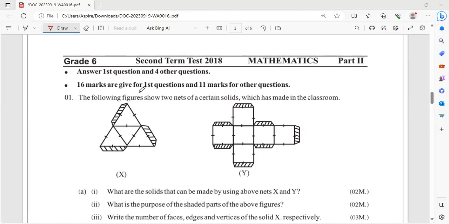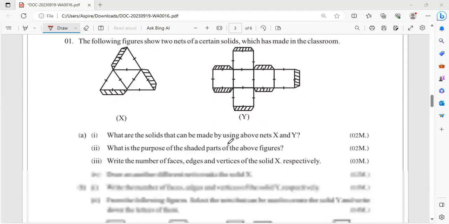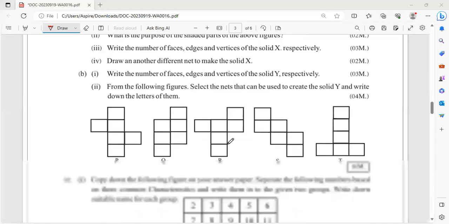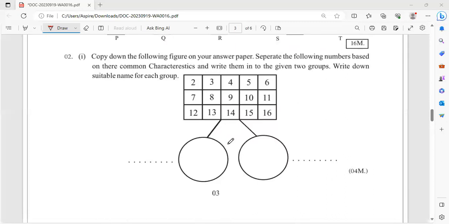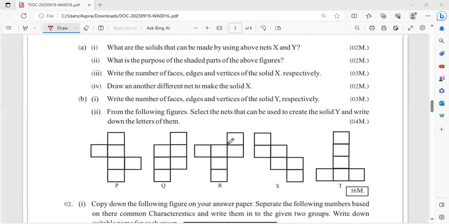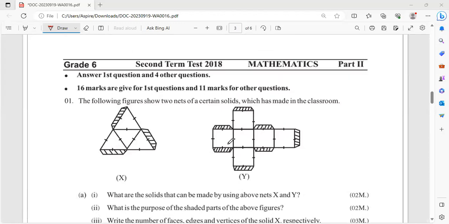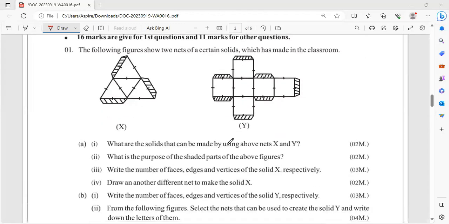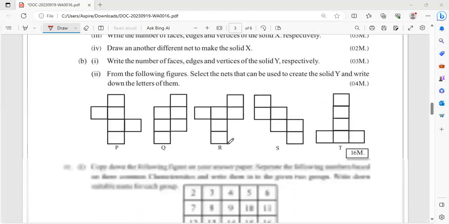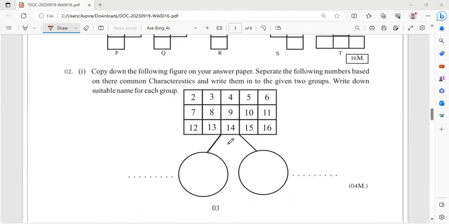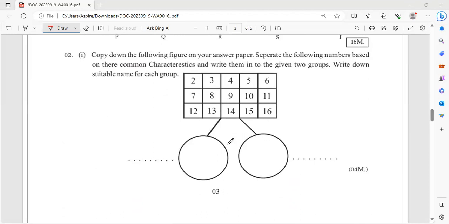So it is better to read the instructions first when you write the second part. Okay, I will continue from the second one because still I haven't done this question. I'm sorry, this lesson in the class, and also in this course you haven't completed this. Copy down the following figure on your answer paper. Separate the following numbers based on the common characteristics and write them into the given two groups. Write down the suitable name for each group.